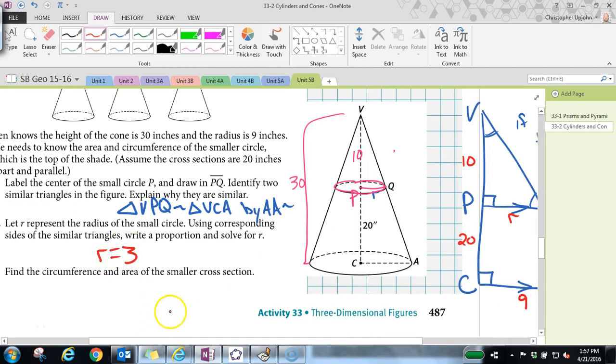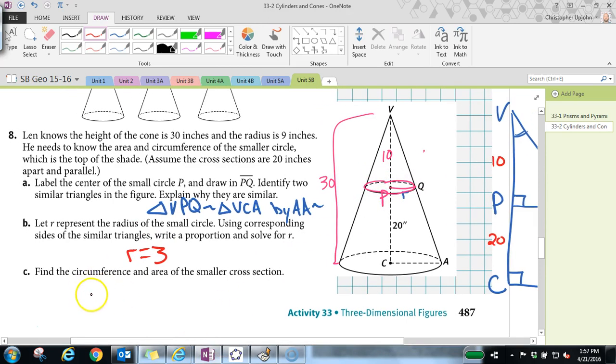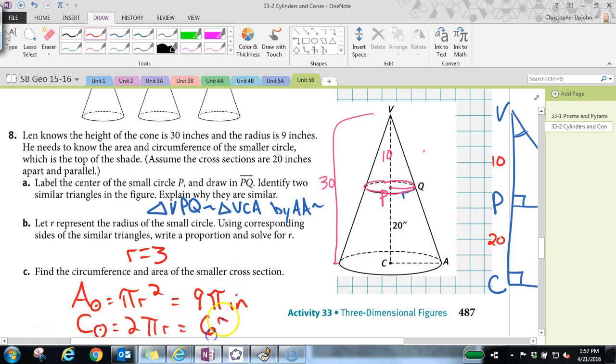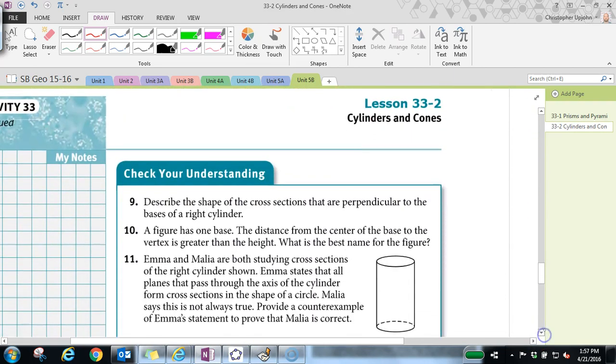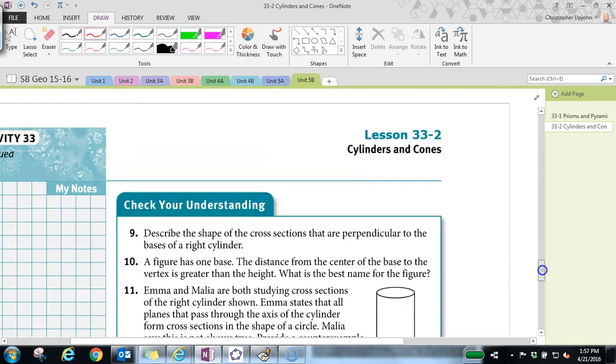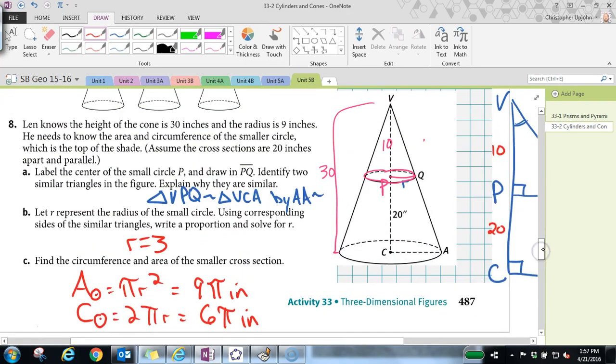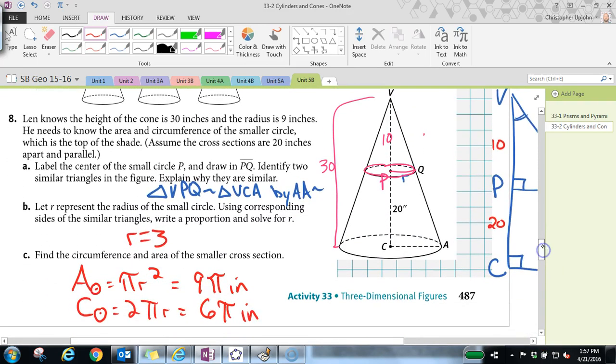Find the circumference and area of the smaller cross section. So this circle, so that's what we've been doing. Area is pi r squared. So in this case, 9 pi square inches. For circumference, 2 pi r, so 6 pi inches. Now the rest of this is going to be your homework. Hopefully we took some notes and we know what's going on here.